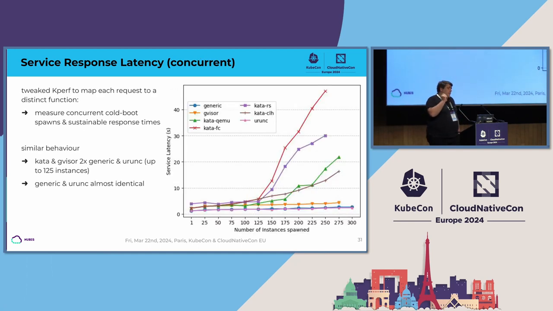And we do that for many instances. This is where we tweaked kperf so that we can have a one-to-one response: we issue a request and we expect it to be served by a specific function. And we need to measure that. So we spawned 300 instances, 300 functions, and we measured the behavior of the various runtimes. What we saw is that, again, the sandbox container runtimes up to 125 are almost two times slower. Then it goes up because we saturate the cores, essentially. And the generic runtime and urunc are almost identical. They scale the same way.